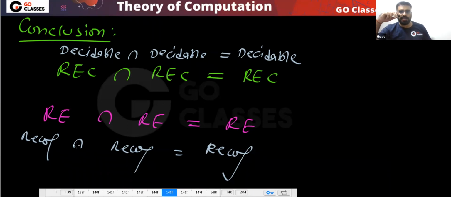So these things will improve your overall knowledge of Turing machines, halting Turing machines. Whenever you understand a proof, your brain is working very much, so it improves your problem solving skills. That is important. In GO Classes, we give every proof because it improves your problem solving skills.